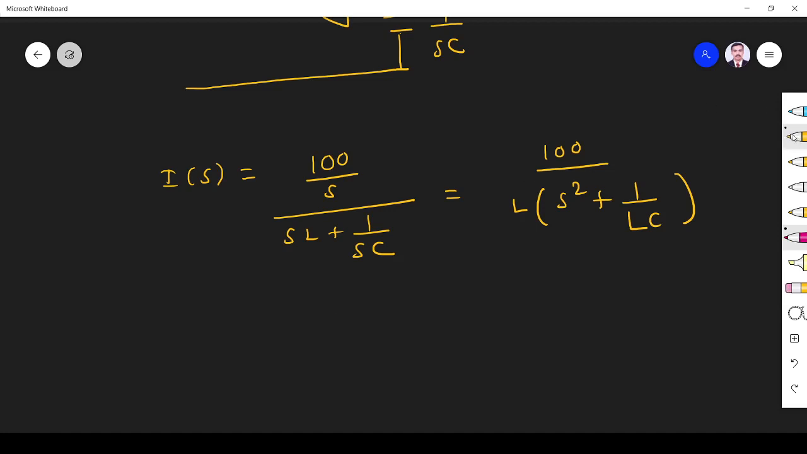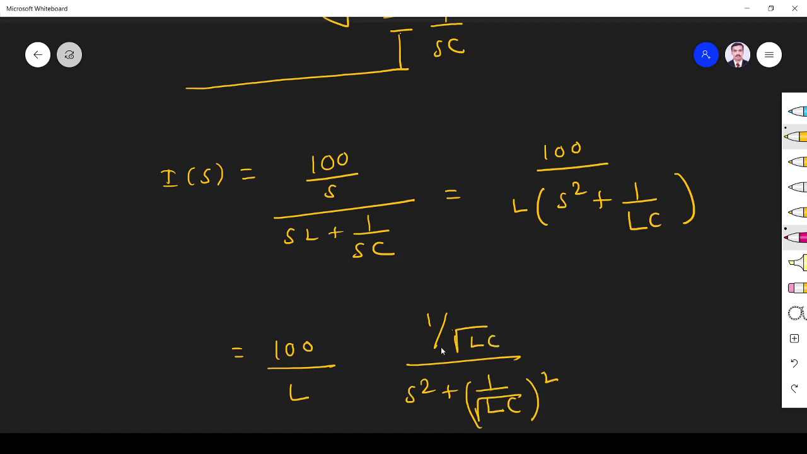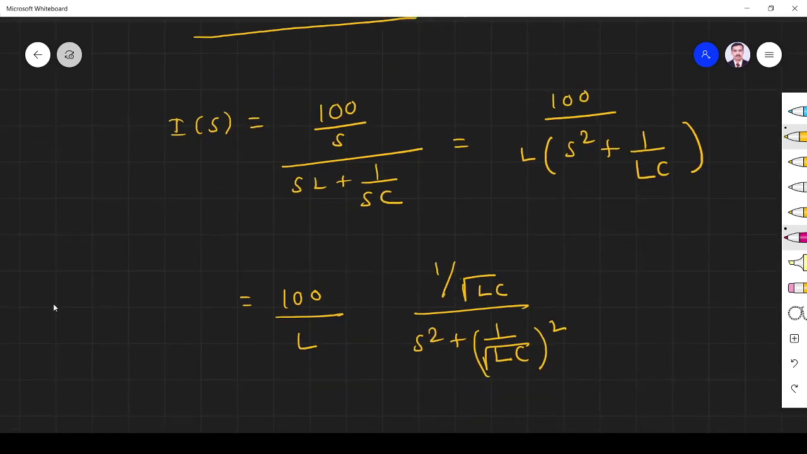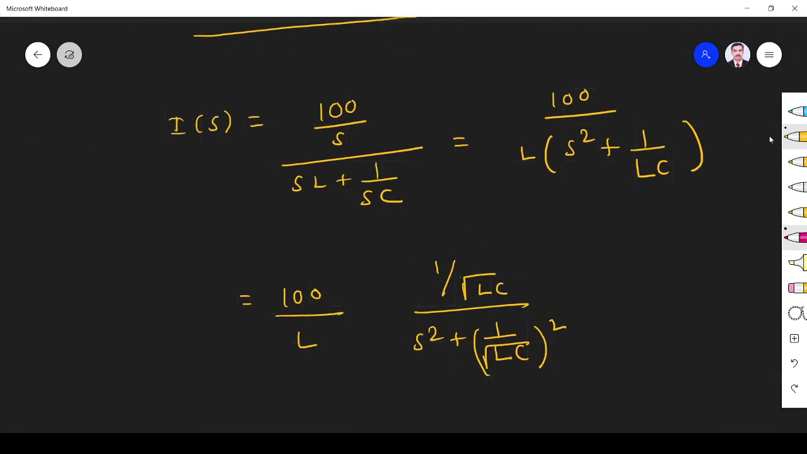Now what do I do? I take 100 outside, L outside, 100 by L. So here, this S squared, I write as 1 by root LC whole square. In this way I write. So here I should have root LC. If it should be root LC, I have to multiply and divide by root LC. So I am multiplying and dividing by root LC. Why do I do this? You will understand soon.